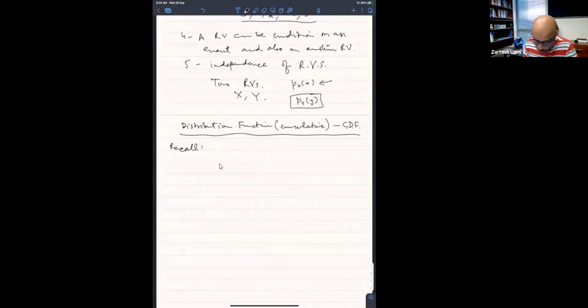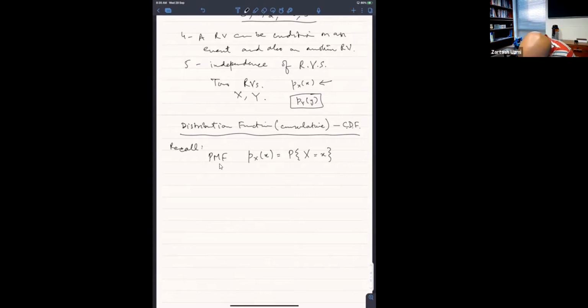So distribution function. What is the distribution function? Remember that the PMF was defined as the probability that your random variable capital X takes a value small x, and the small x is a fixed number. It will be some number, which I can fix as 3, or 4, or 5. It's not a random variable. It is a variable, but it is not a random variable. Capital X is the random variable. So the probability mass function of X is the probability that capital X takes the value small x.